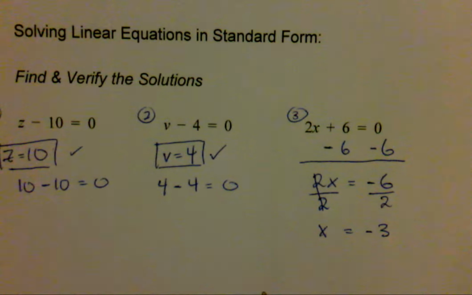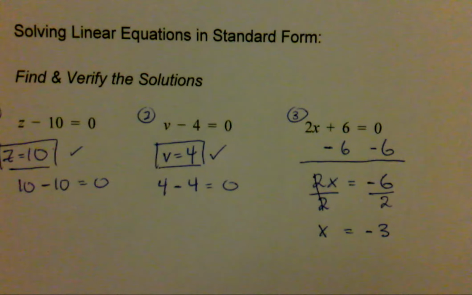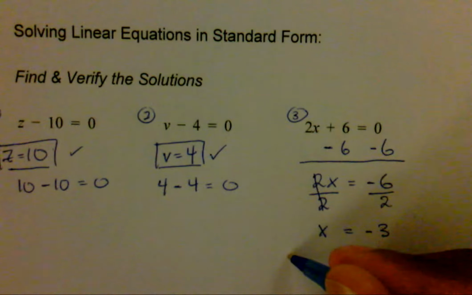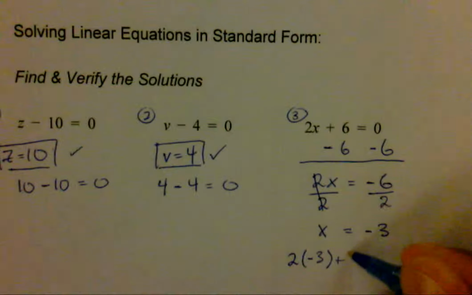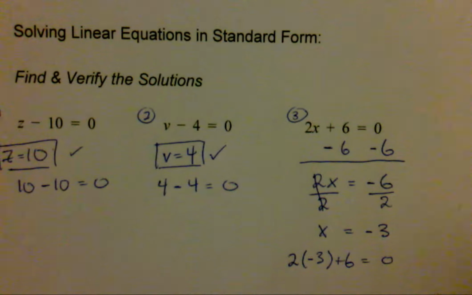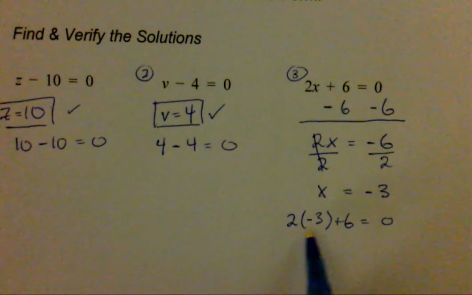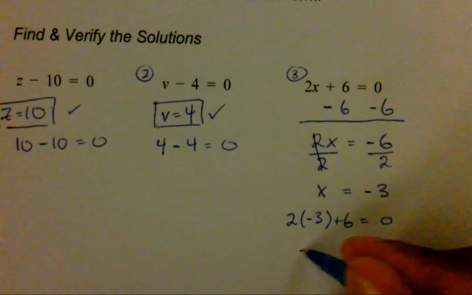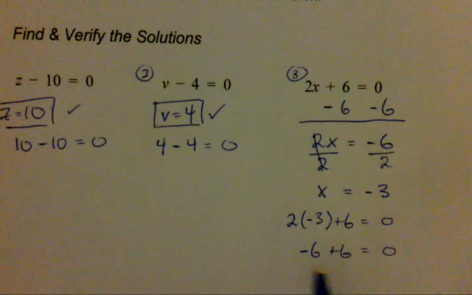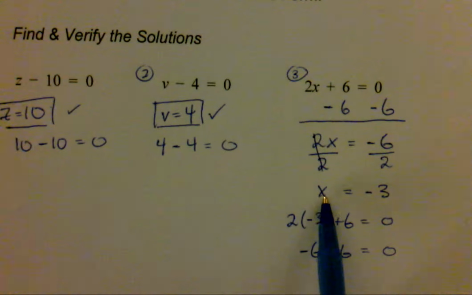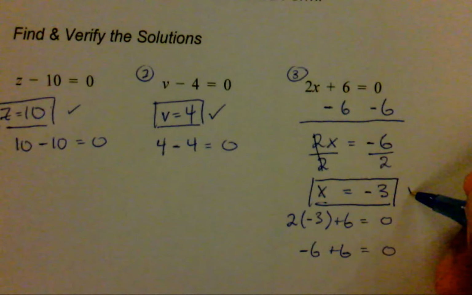Now I just need to verify that this is actually a solution. And the way I verify that is by calculating. So if I go back to my original equation and I let x be negative 3, I get 2 times negative 3 plus 6 equals 0. Okay, now if I continue to simplify this, 2 times negative 3 gives me negative 6, and then plus 6, and that is equal to 0. So that means negative 3 is in fact the correct solution. So I go back and put a box around this, and that one works.